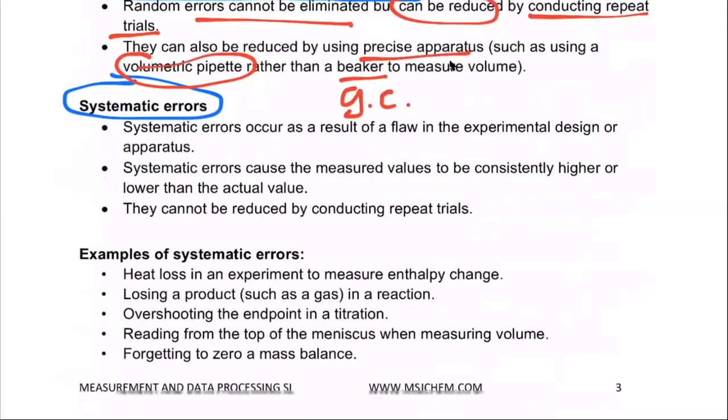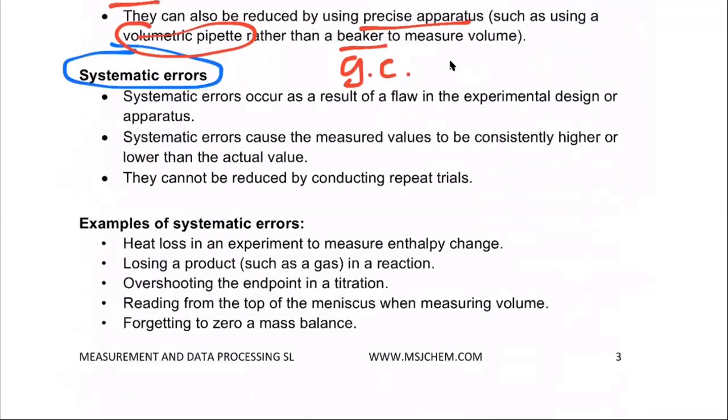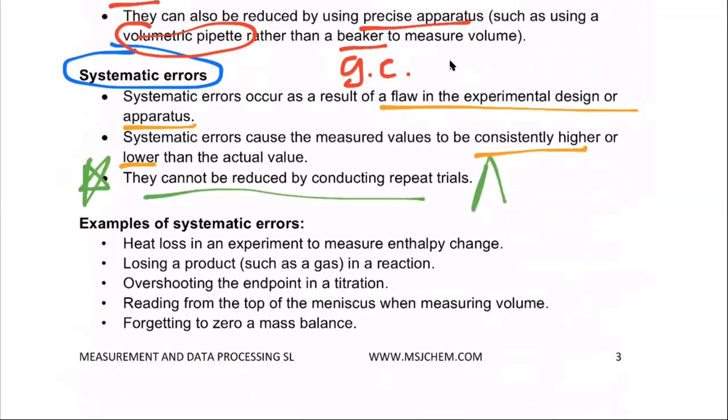Systematic errors, on the other hand, these are the ones that you actually can fix because these occur because of a flaw in your design of your experiment or your equipment. So the difference is your data is either all going to be higher or mostly higher, or it's going to be mostly lower. It's not random, like there's not some high, some low. Most of them are going to be consistently higher or consistently lower because there's something wrong with the experiment or the setup, okay? One of the key things here, systematic error cannot be reduced by repeating trials.